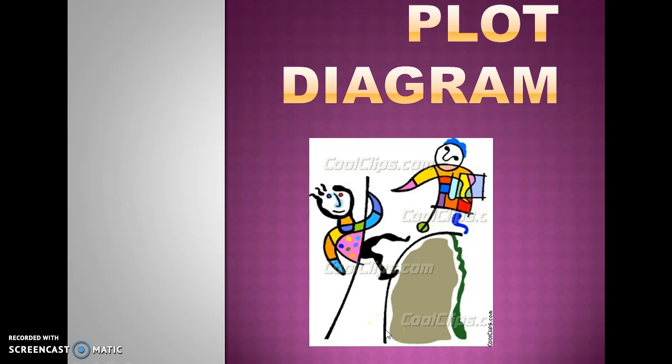Just like a mountain climber, as you start at the bottom, it gets harder and harder, and this is the suspense and the tension that starts to increase as you're reading the story, and the main character is getting closer and closer to solving the problem, which is the climax, or the turning point.